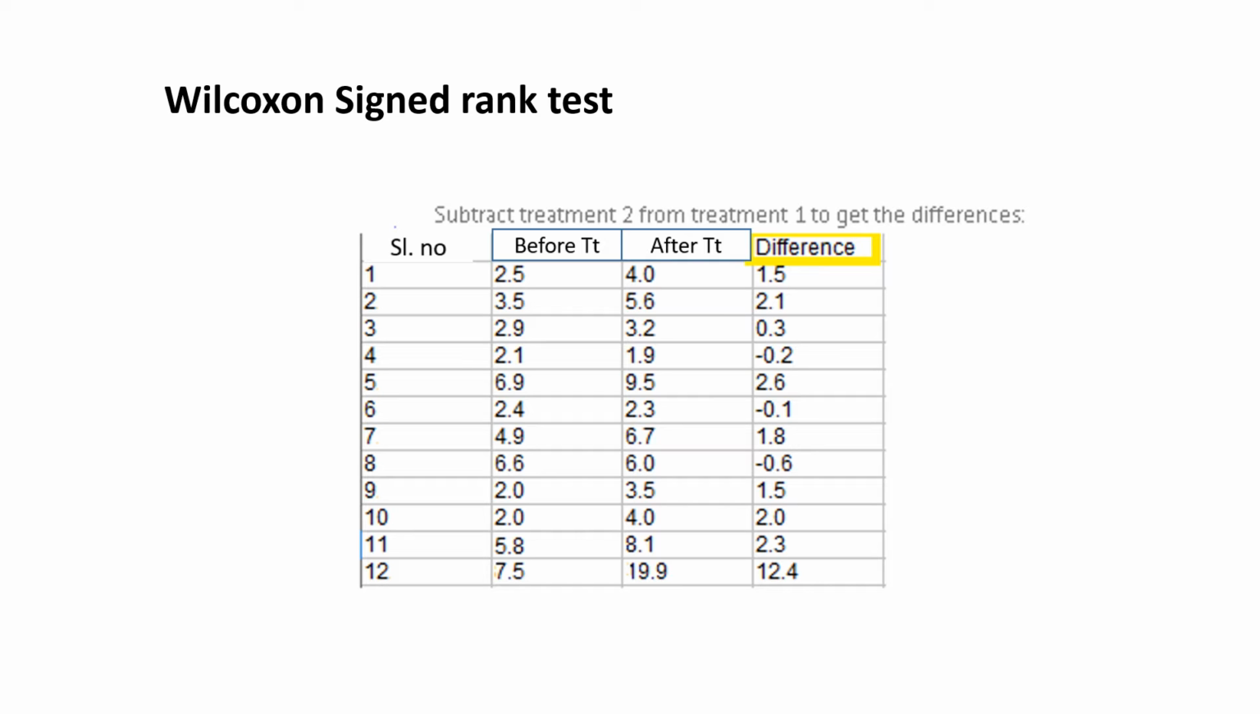Now take the difference. Okay. After treatment value minus before treatment value. That's after treatment is 4, before treatment is 2.5. 4 minus 2.5 means 1.5. 5.6 minus 3.5 means 2.1. 3.2 minus 2.9 means 0.3. Okay. Take the difference.